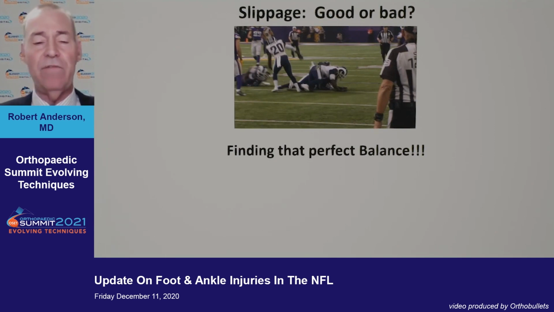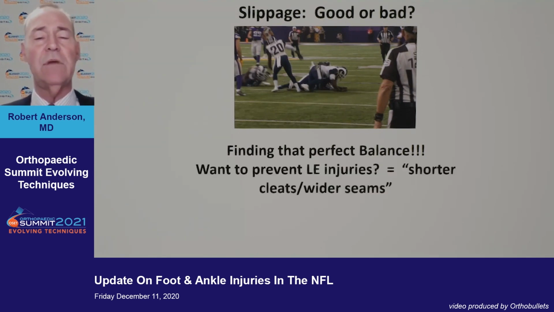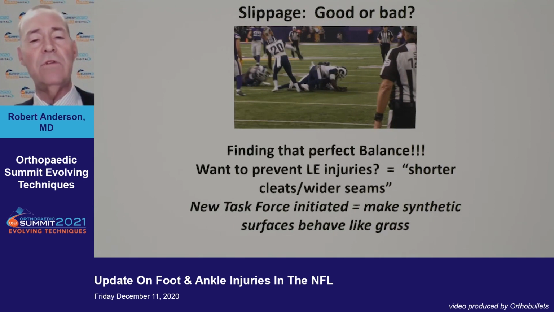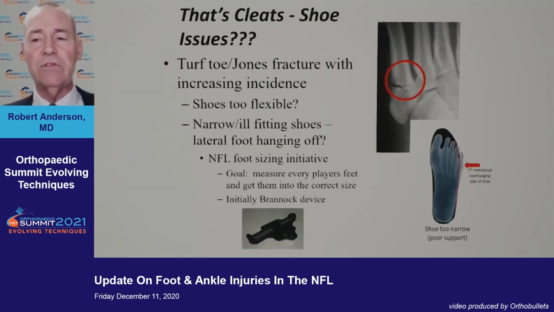But it is finding that perfect balance, because the athlete wants a lot of traction. They want a lot of friction, but hopefully we can avoid some of that torque. So if we want to prevent lower extremity injuries, we probably need shorter cleats or wider seams. And our new task force has been initiated. We're excited about this, but we have a task force now underway with multiple industry and corporate people and engineers involved. We're trying to make synthetic surfaces behave more like grass to hopefully reduce injuries.